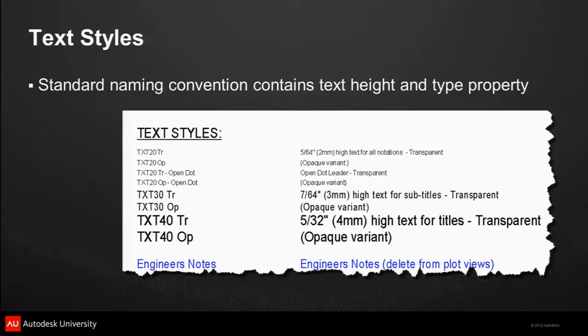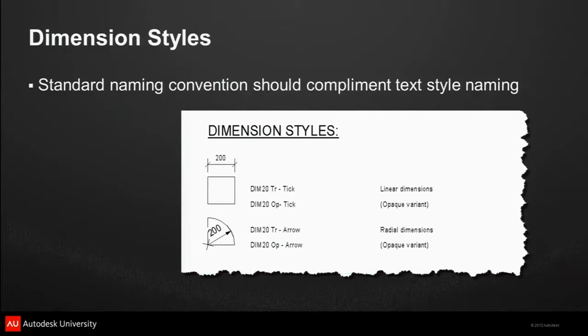This is the setup for my current office, part of the template that I've developed thus far. They were using these text standards. So I've named them transparent, opaque, open dot, anything with type properties is in the type name. Same thing with dimension styles. Keeping it consistent, name them the same. Everyone will know what they're for.